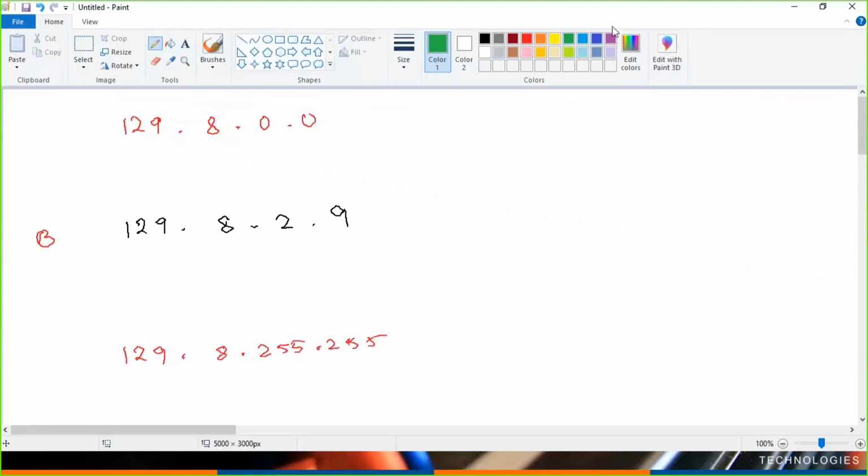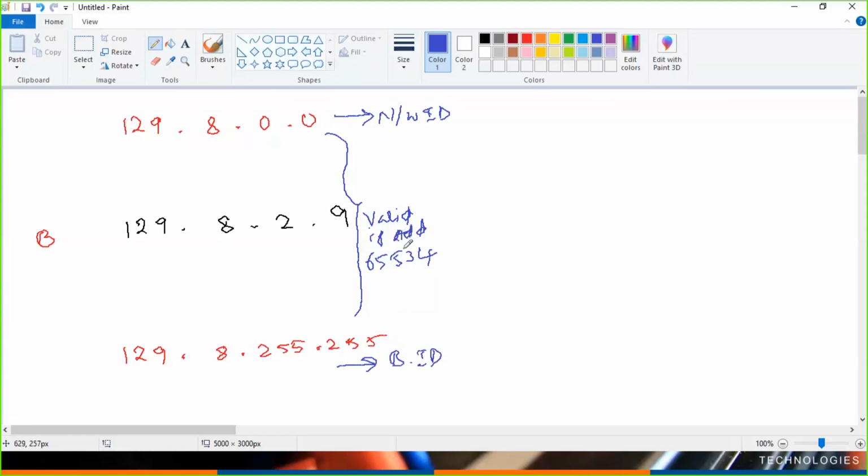In between the network ID and broadcast ID, the IP addresses, what do we call them? Valid IP addresses, usable IP addresses. 65,534. So 129.8.0.0, what do we call this? Network ID. 129.8.255.255 is what? Broadcast ID. So valid IP addresses will lie between the network ID and broadcast ID.